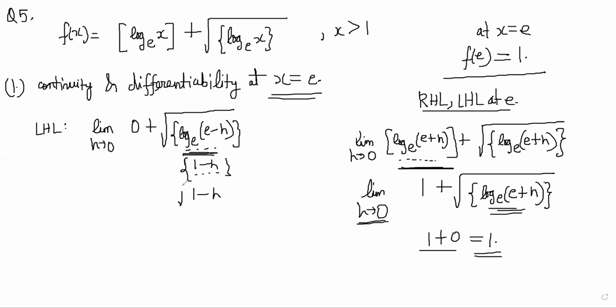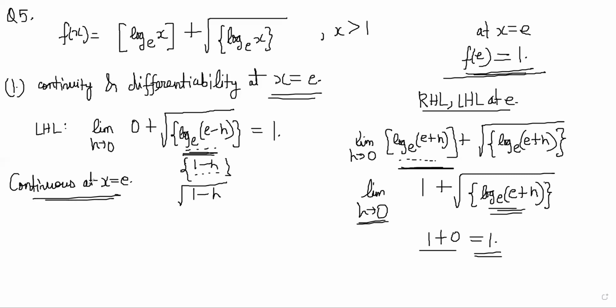Correct. And when you put limit h tends to 0, this is becoming 1. This is also 1, and f of e is also 1. So it is continuous at x is equal to e.